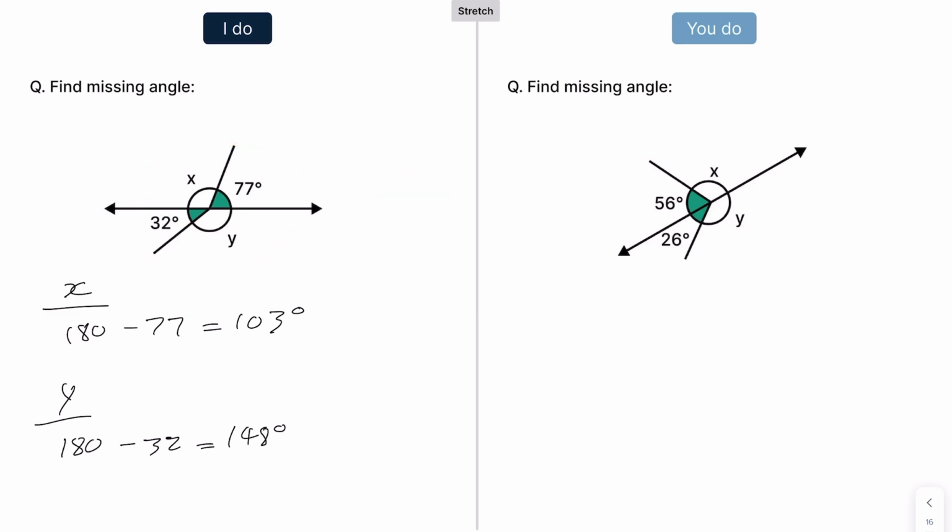Now, hopefully you've pressed pause and had a go at the example on the right. This might look a bit off-putting, and I've purposely done it like this because the straight line is at an angle, but it is still a straight line. Okay, that is still a straight line. This side adds up to 180. This side adds up to 180. So to find x, we are simply going to do 180, take away 56, which is 124. And to find y, we are going to do 180, take away 26, which is 154 degrees.